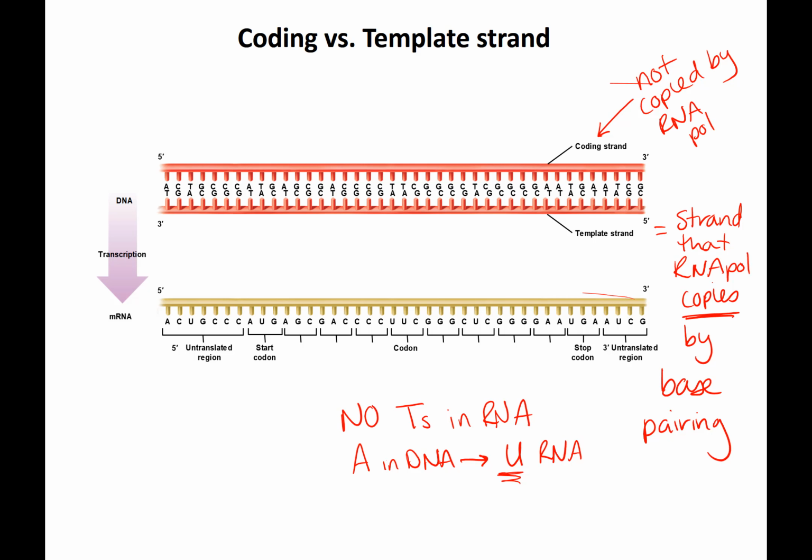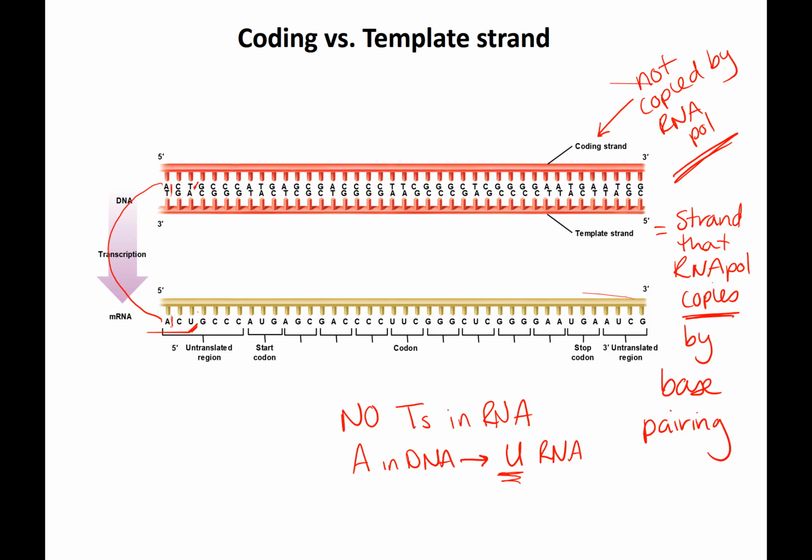Right. But what's kind of cool is these are the same sequence, except wherever there's a T in DNA, there's a U in RNA. So sometimes you can cheat. And the coding strand is the same sequence as the RNA strand. But you have to understand that that's because of base pairing.